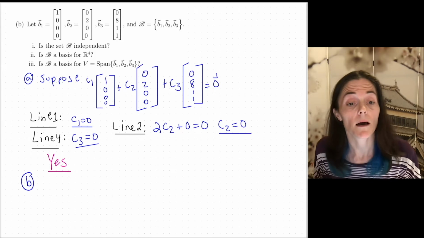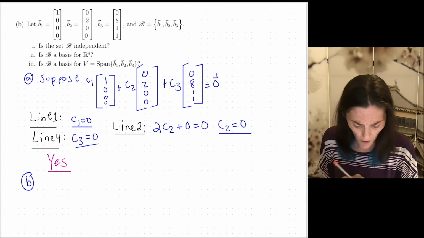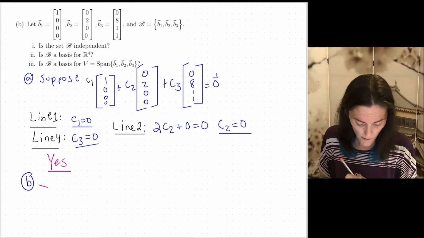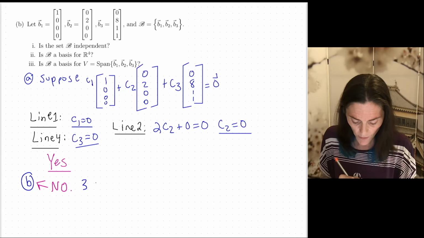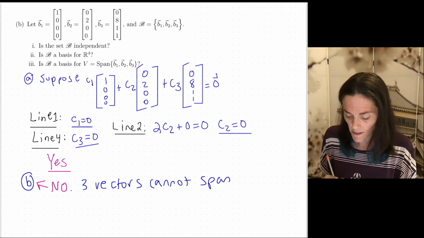Letter B. Is this collection of 3 vectors a basis for R4? B is no. We do not have a basis for R4, and the reason is 3 vectors cannot span R4 because the dimension is 4.